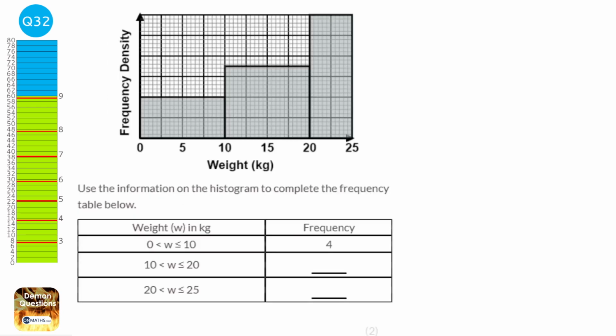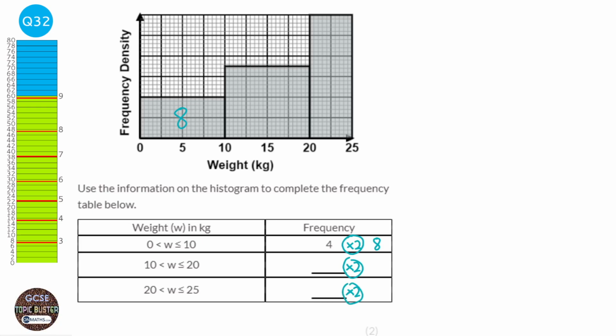If we count the squares for 0 to 10, we count that there are 8 squares. And to get from the frequency 4 to 8, we times by 2. And so each of these will be multiplied by 2 to find out how many squares there are. But we're actually going backwards because we're going to count how many squares there are, and then we're going to try and work out the frequency.